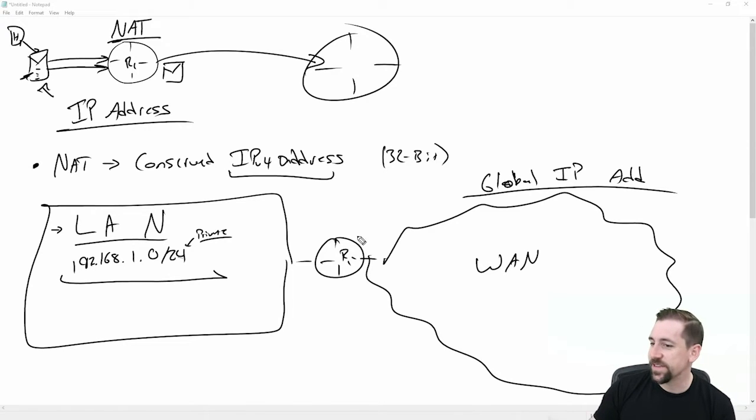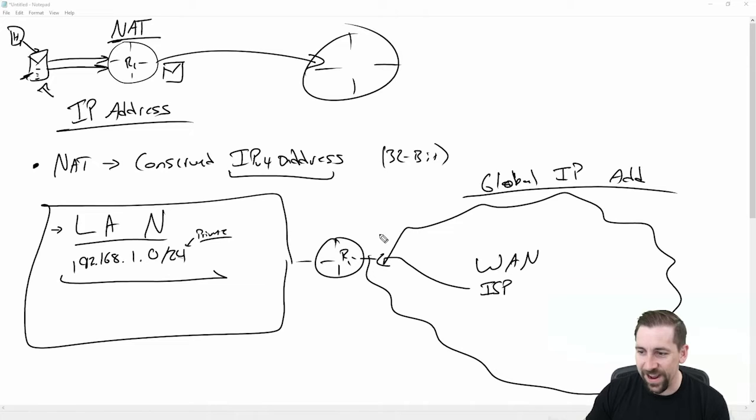So then what happens? I need a globally routable address. And so what my WAN does, my internet service provider, ISP, provides this interface with an IP address, or more than one IP address. Let's say multiple IP addresses so we can make this a little bit simpler. So I've got globally addressable IP addresses here. Global.